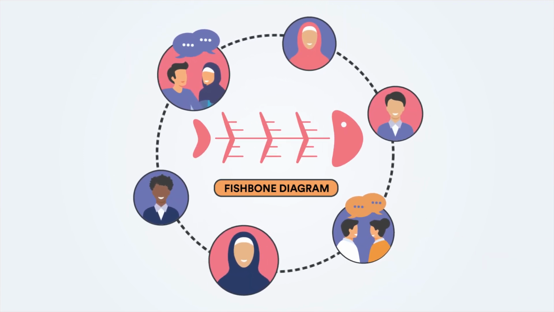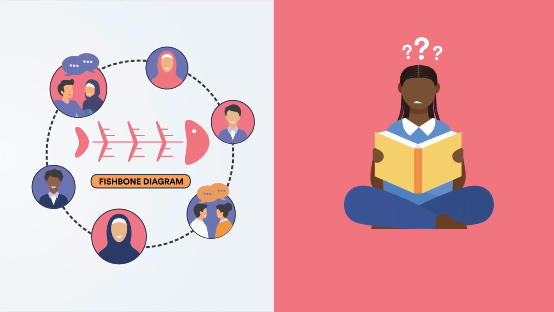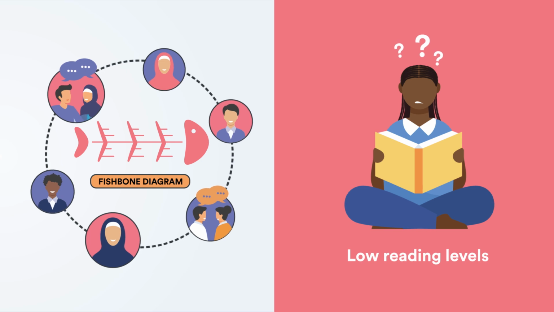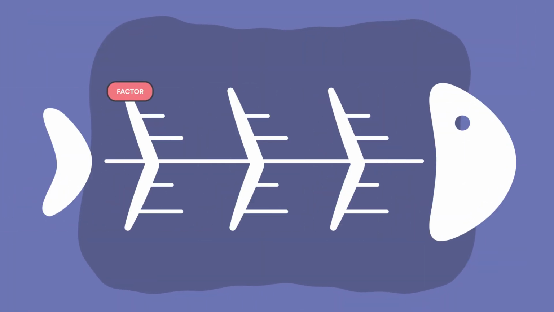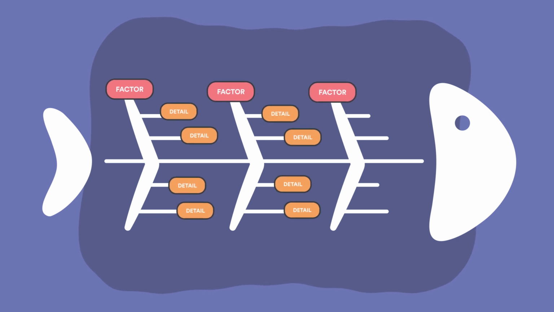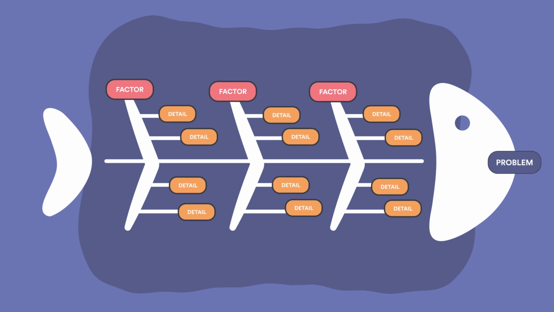A fishbone diagram. A school senior management team made this fishbone diagram to explore why students' reading levels are low. Each bone of the fish is a factor that contributes to low reading levels. The smaller bones show some of the details of these factors as the team begins to analyze the problem.